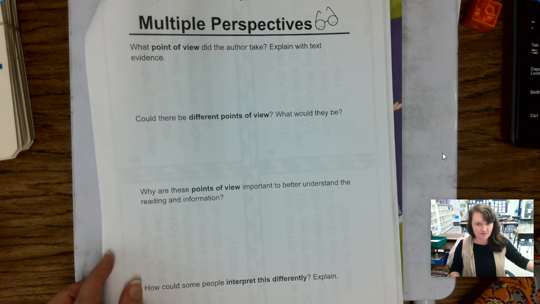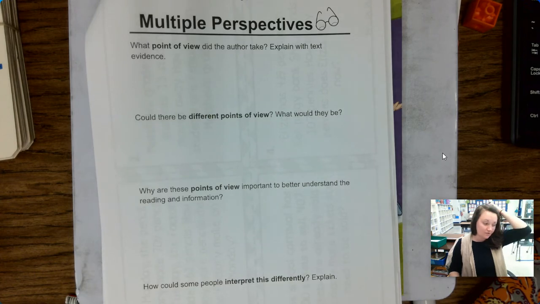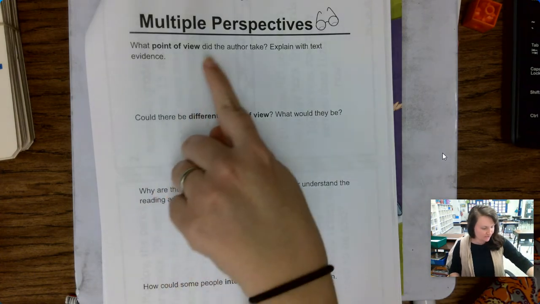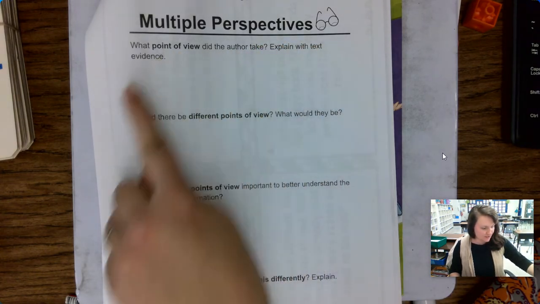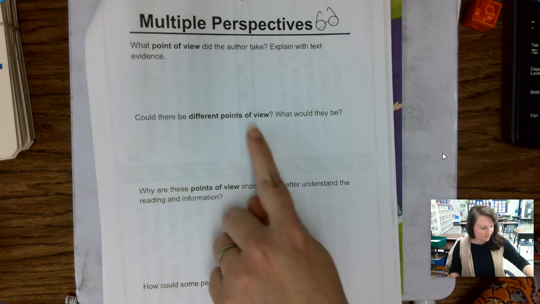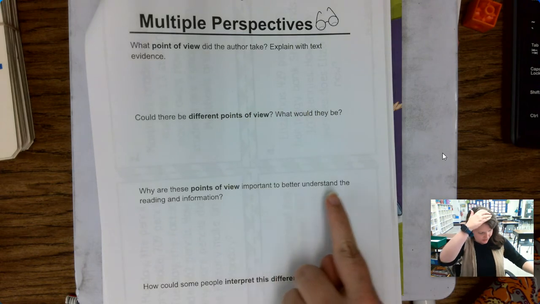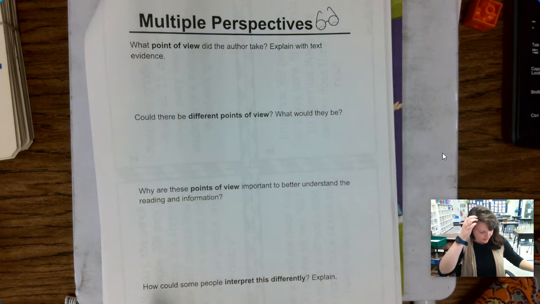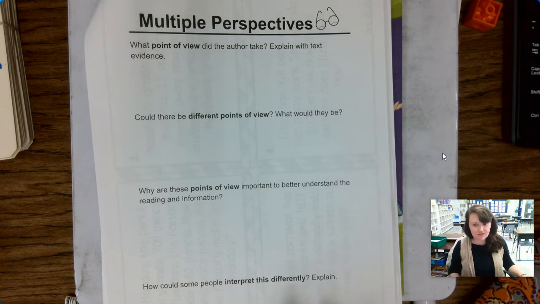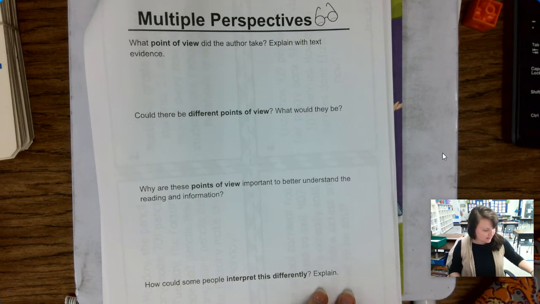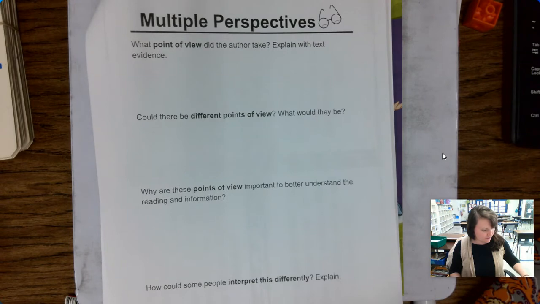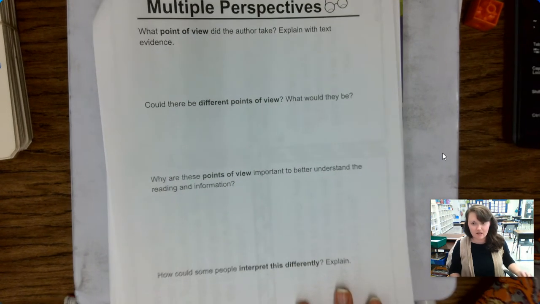And it has the exact same questions we've been doing every day, which says, what point of view did the author take? Explain with text evidence. Could there be different points of view? What would they be? Why are these points of view important to better understand the reading and information? And then how could some people interpret this differently? Explain. All right, so go ahead and answer all these questions. And yep, that's it for today.